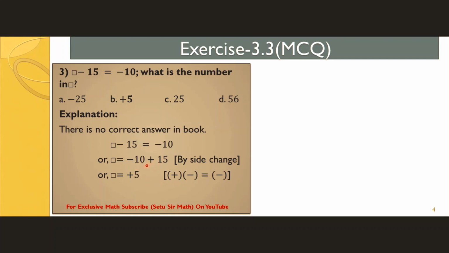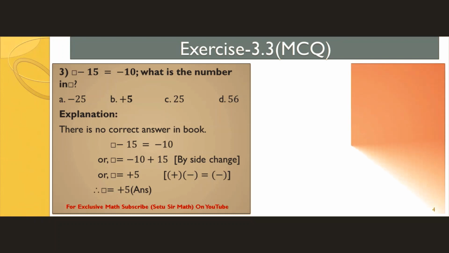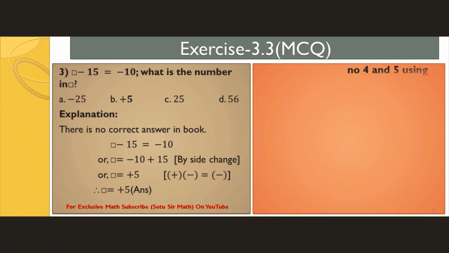So from 15, if we subtract 10, we will get 5, and the sign will be the sign of the bigger number. You can see in here 15 is the bigger number than 10, so the sign of number 15 is plus in here, so we will give the plus sign. So box equals to plus 5 is our desired answer. Next, number 4.